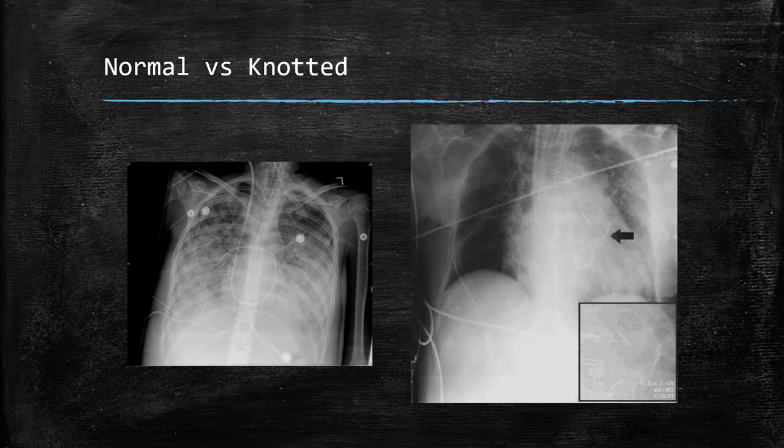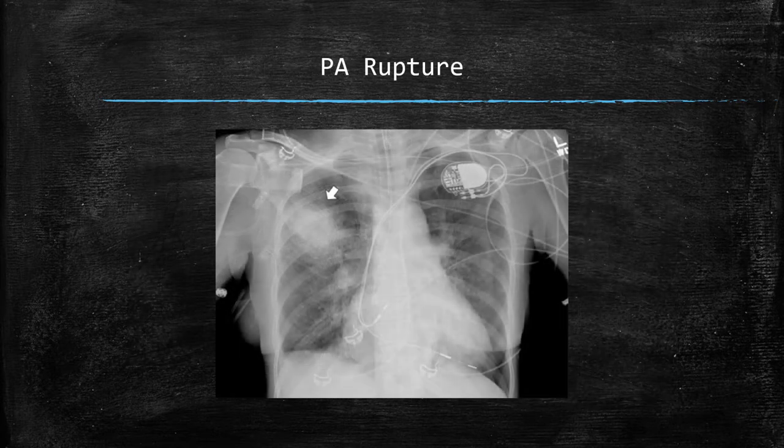In the left image, we see the normal positioning of a pulmonary artery catheter. On the right, we see one that is terribly knotted and twisted up. Before this catheter could be removed, it would have to be untangled. This sometimes was accomplished in the IR suite, but at other times, it may require a surgical approach. In this image, we see a pulmonary artery rupture. This could be a lethal event, especially in a patient who was anticoagulated.